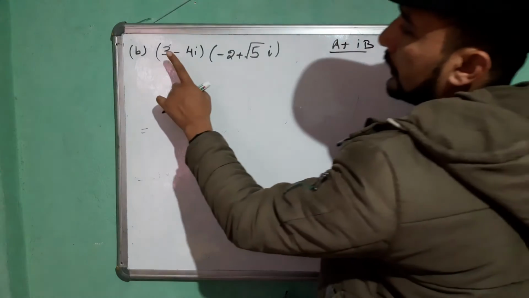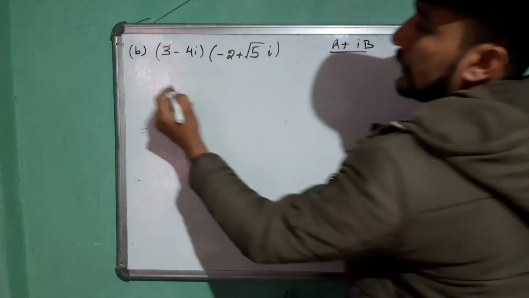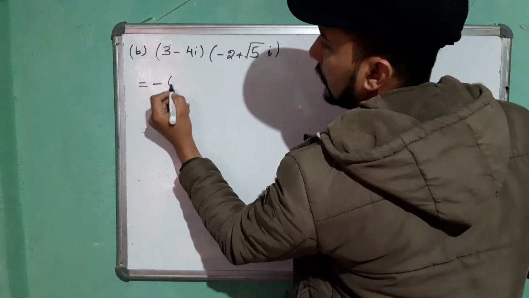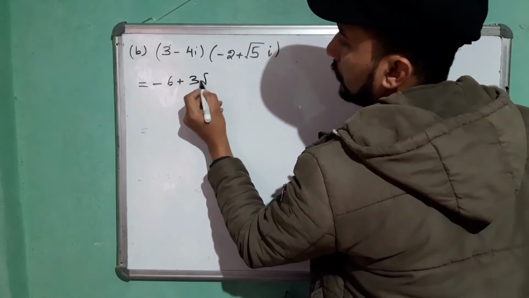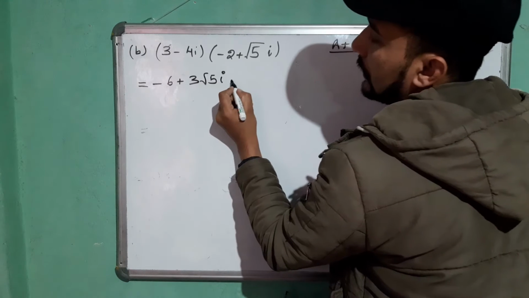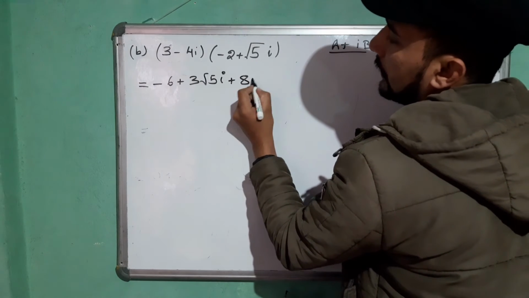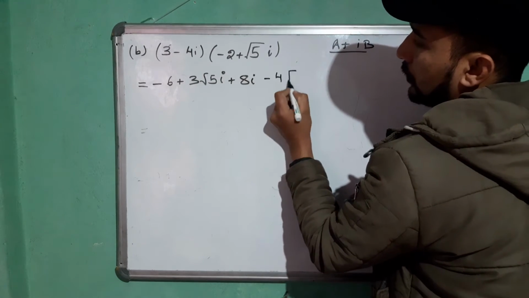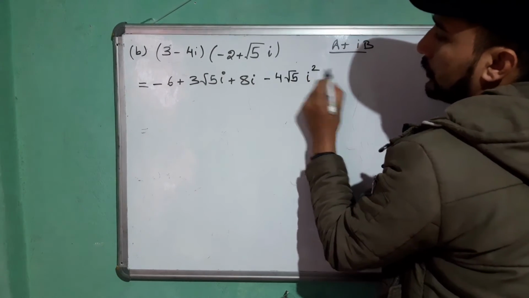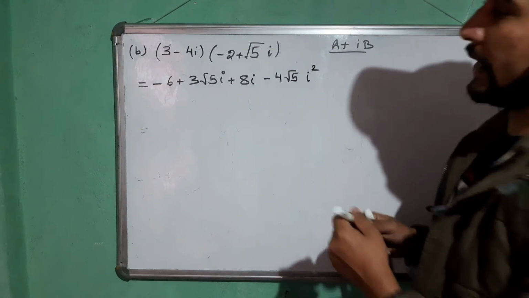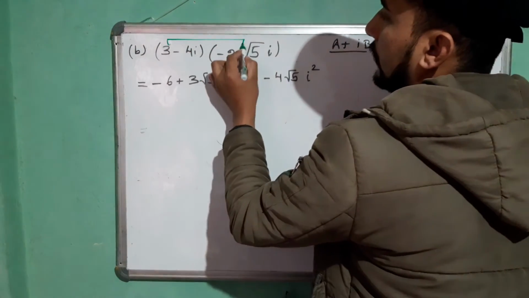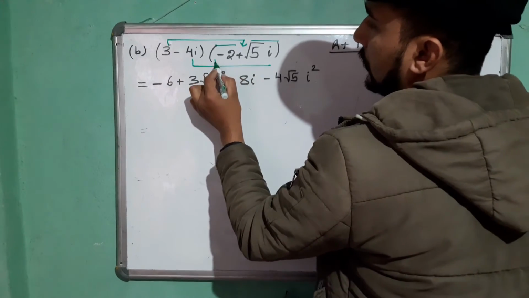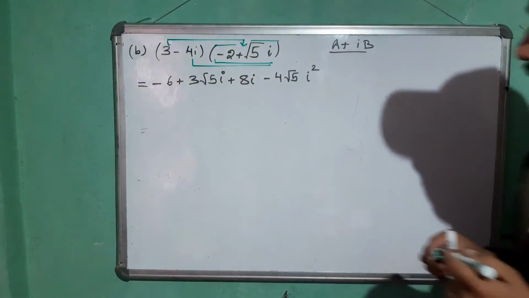So first let's open the bracket. So it will be 3 will multiply both of this, isn't it? So minus 3 into minus 6, plus 3 root 5i, minus minus plus 4 into 8i, minus 4 root 5 i into i is i square. So you know how to open the bracket. First this will multiply everything, this here to here, and next this will multiply this everything here to here. Okay, that you have the idea.